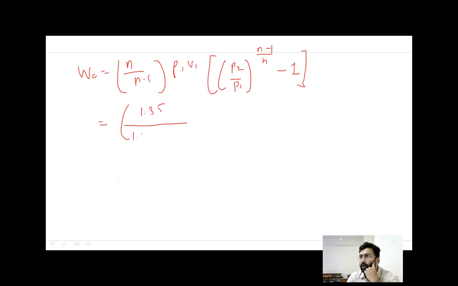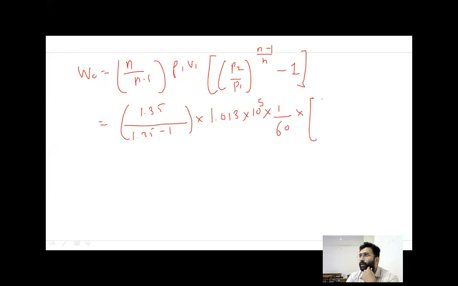1.35 divided by 1.35 minus 1, into P1, which is 1.013 bar, right? This is in bar, converted into Pascal, that is 1.013 into 10 raised to 5, into volume flow rate, which is given as 1 meter cube per minute. We will convert this into meter cube per second, 1 divided by 60.